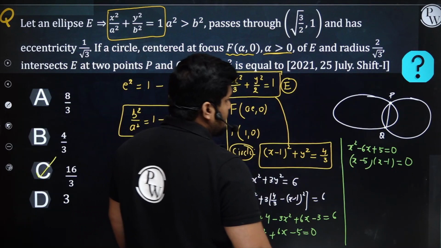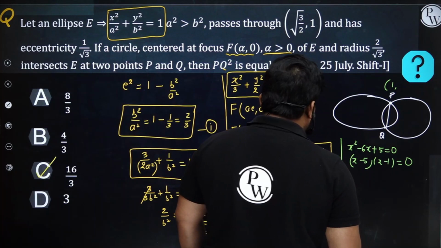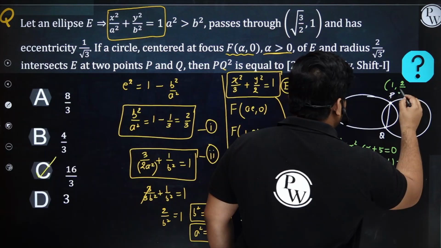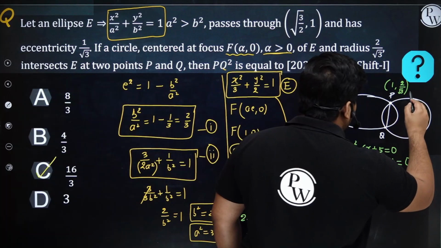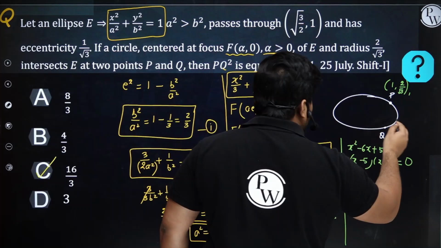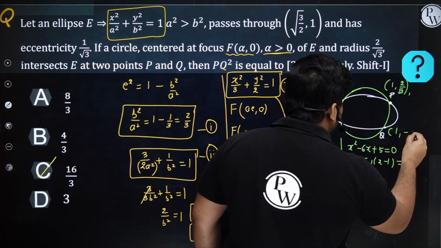So if x is 1, what will y be? If x is 1, y square will be equal to 4 by 3. So y will be equal to 2 by root 3. So basically, they are intersecting at two points: (1, 2 by root 3), or it could be something like this also. This ellipse and circle are intersecting in such a way. So (1, 2 by root 3), the other will be (1, minus 2 by root 3).